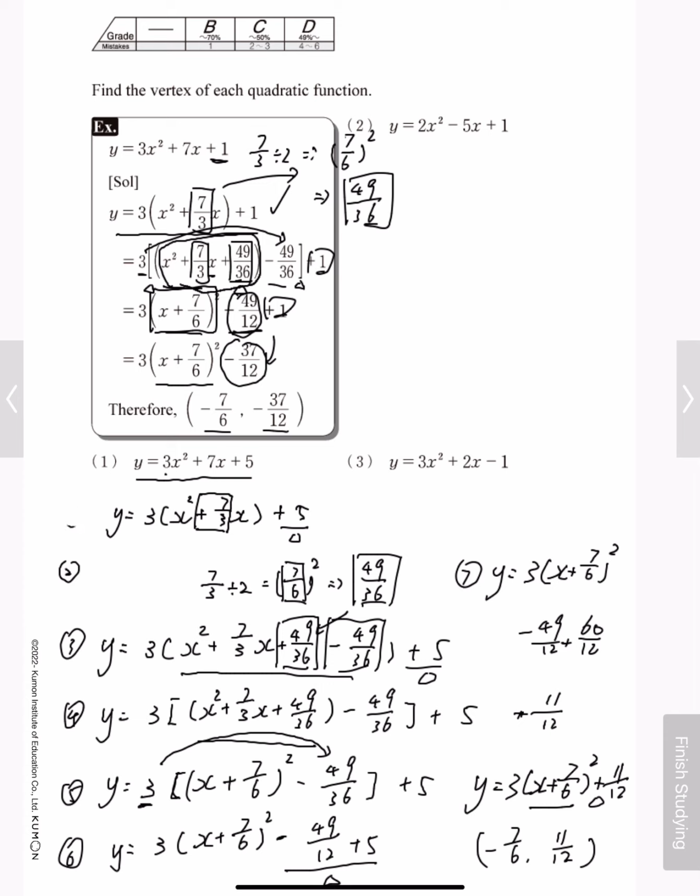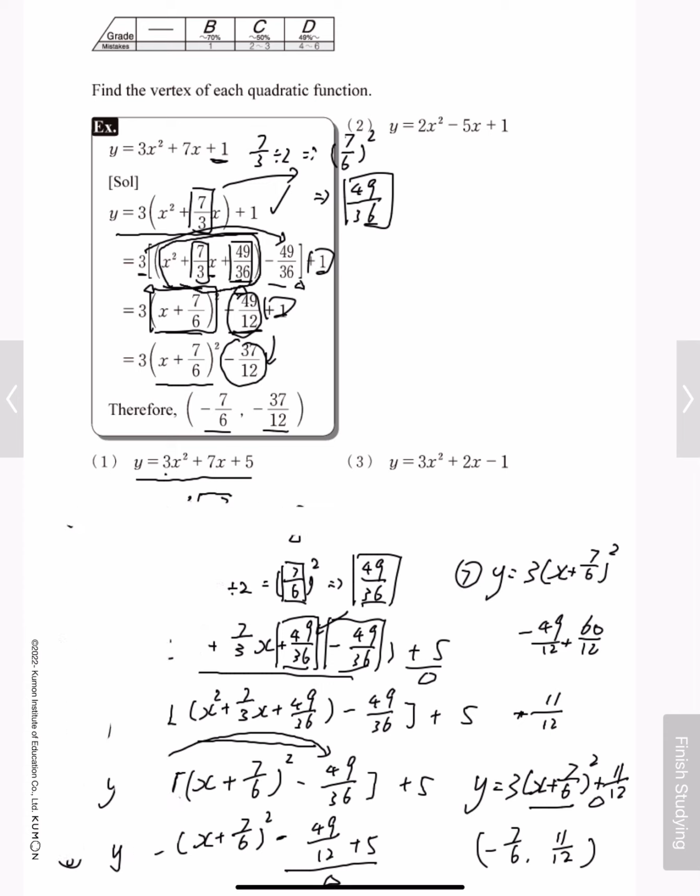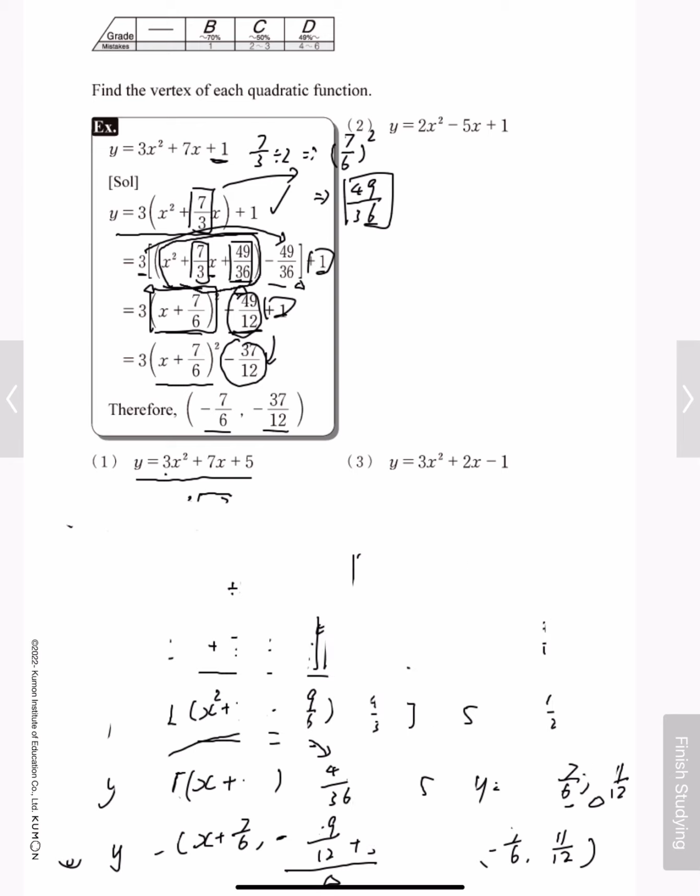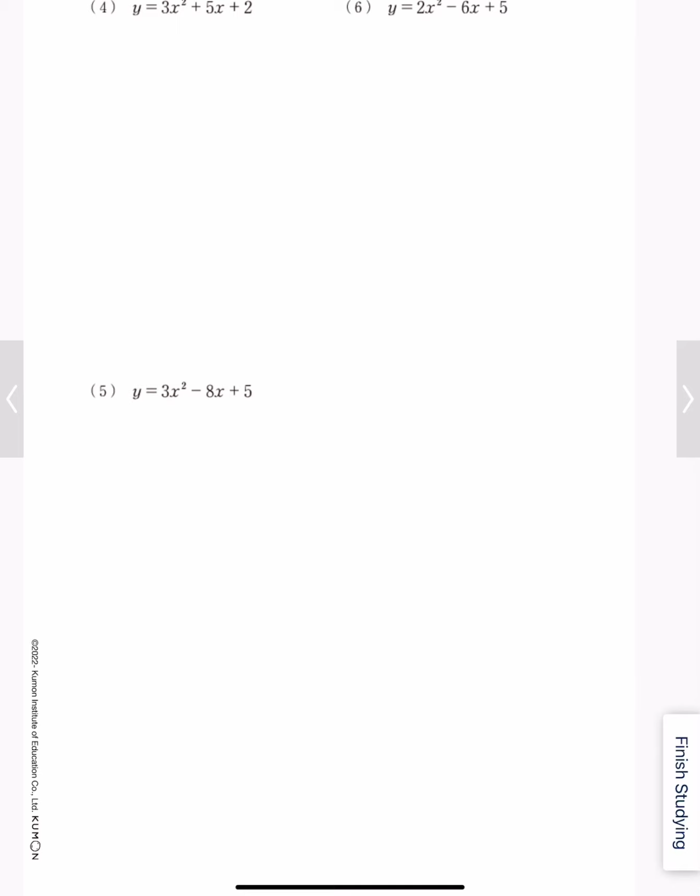So let me erase this whole thing. Let's try another question here. All right. Actually, you know what? Let's just go to the next page. Let's try question number 5.